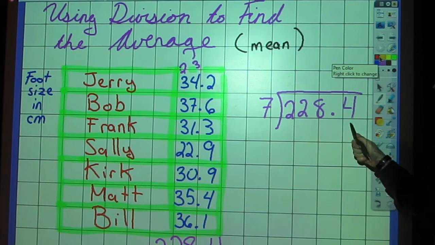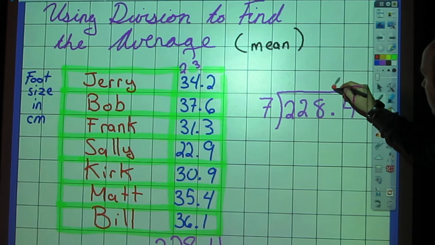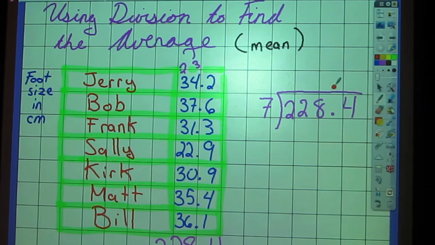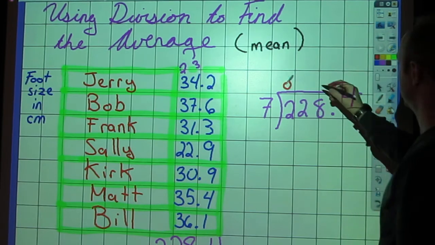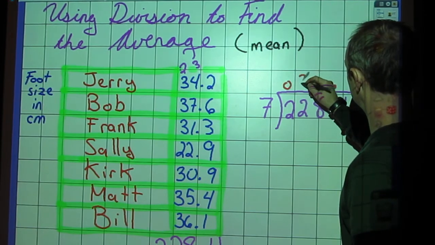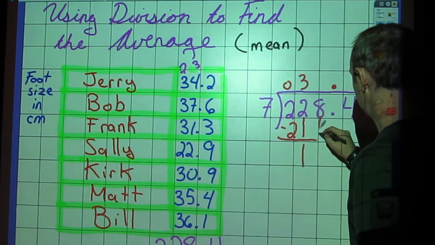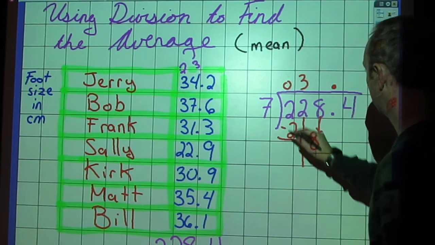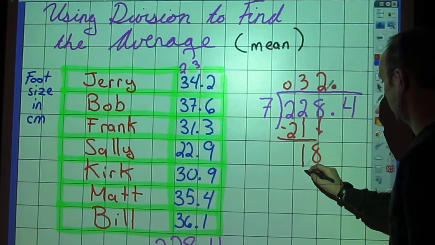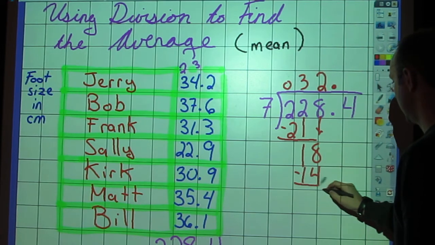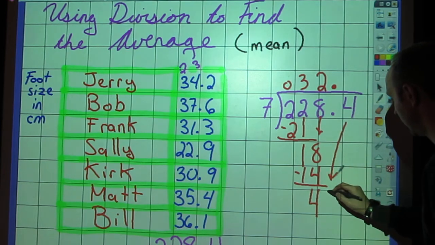So now I can go ahead and do my math. And I know my rule is when there's a decimal in my dividend, I just move it straight up. And now I can go ahead and do my other work. So I'm going to go in here. How many 7s in 22? Well, that's going to be 3. 21, subtract, that's 1, bring down the 8, 18. How many 7s go into 18? That's 2, and that would leave me with 14. 18 minus 14 is 4. I can bring down my 4.